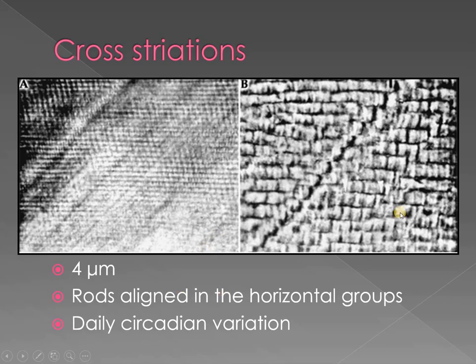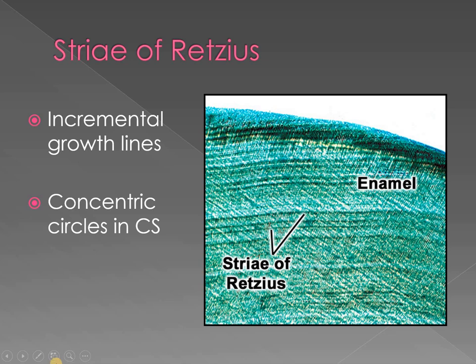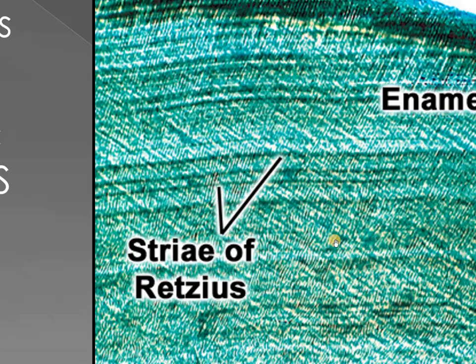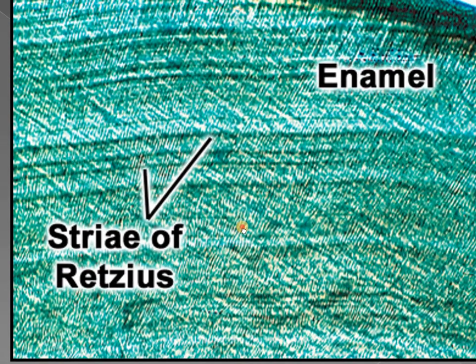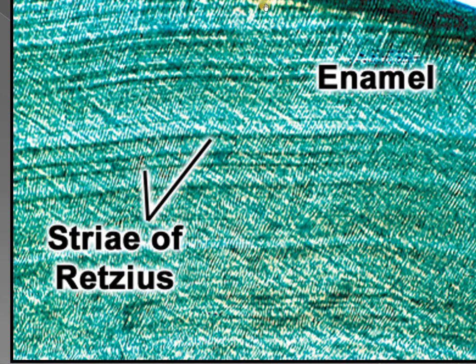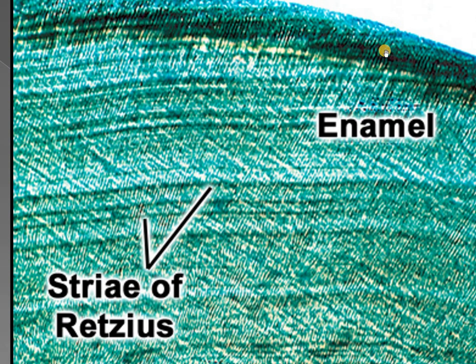These are the cross striations, which can be better seen on the right hand side image as well. On the other hand, the striae of Retzius is of much larger duration. So if you look at this particular image, you can see that the enamel rods are traversing from the surface to the dentino-enamel junction, and perpendicular to those are the daily cross striations. These are the daily cross striations. Oblique to the enamel rods are the ones where you see the striae of Retzius.